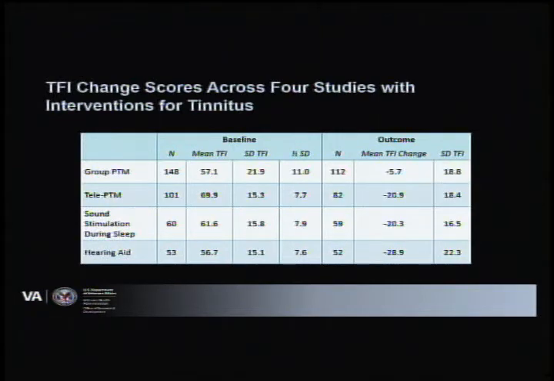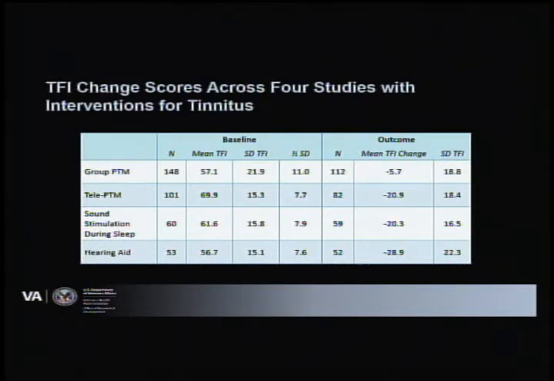I really want you to pay attention to this mean TFI change column over here on the right. You can see that for one study, the mean TFI change was minus 5.7, so the mean score went down by about 5.7. And for this group down here, it went down by nearly 29 points. So there are important details you need to pay attention to. For example, on the very top one, group PTM, that had the smallest change, with this particular study, anybody was allowed to come in, so they didn't have to have a particularly big problem with tinnitus before they came into the study. Anybody could come in if they wanted to learn coping skills.